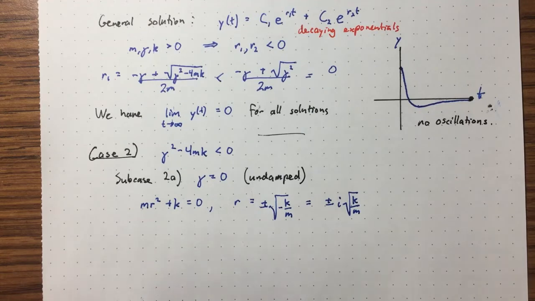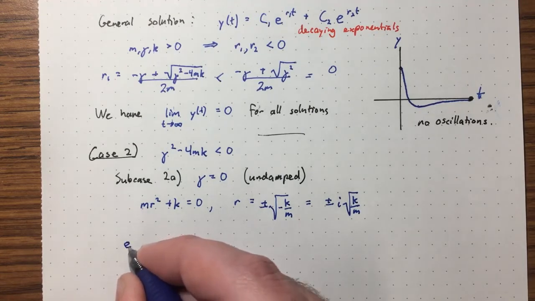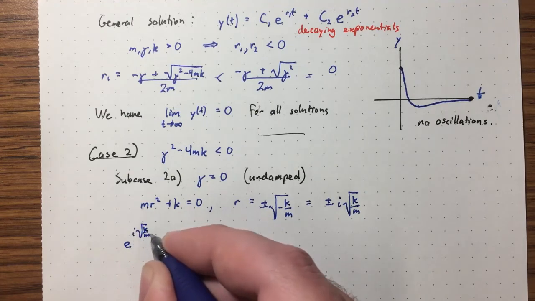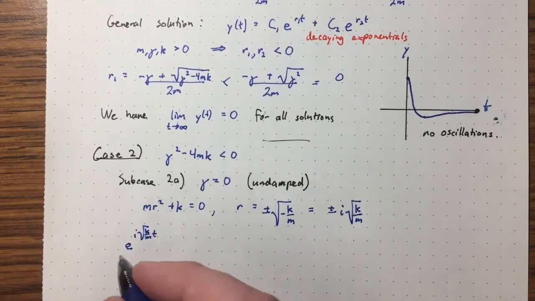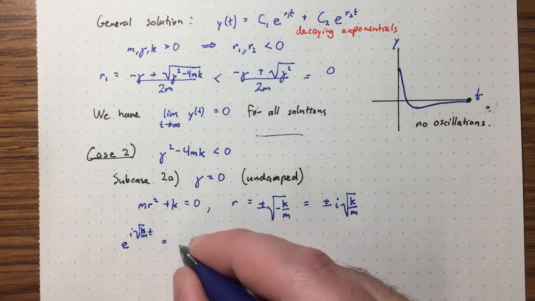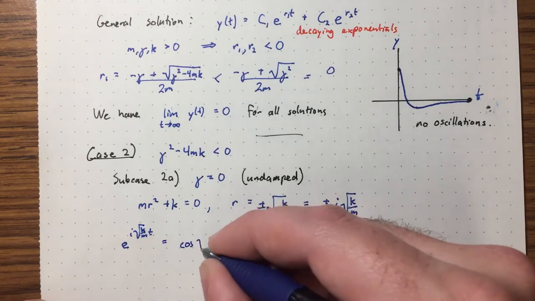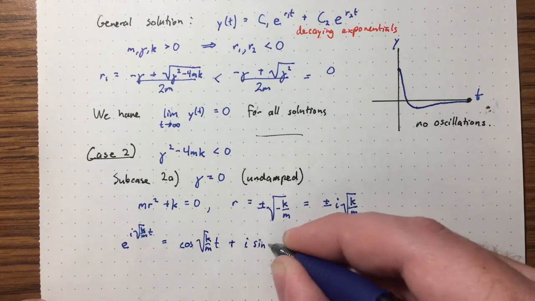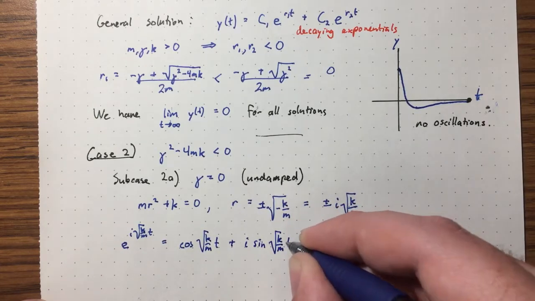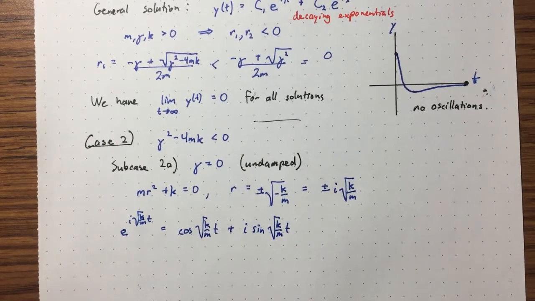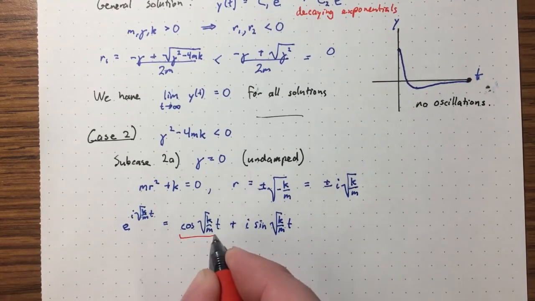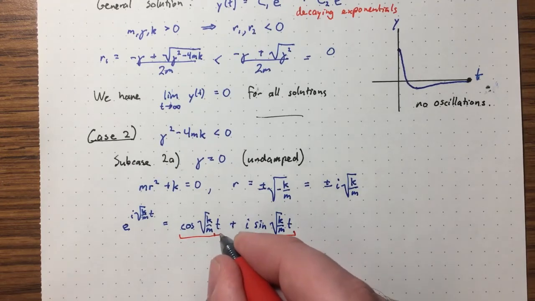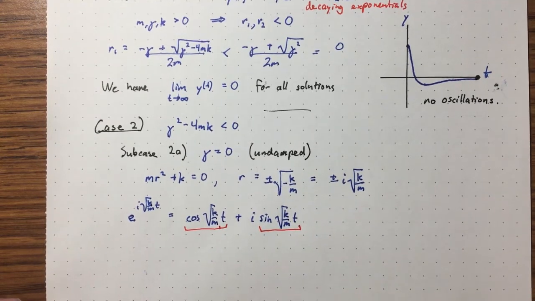We know what to do in that case. What we do is we just take one of them. e to the, let's do the plus i square root of k over m t. Remember, because our solution is e to the rt. And then we'll use Euler's formula. So we get cosine of square root of k over m t plus i sine of square root of k over m t. Okay. And then we take our real and imaginary parts, and those are our 2 linearly independent solutions. So I should go all the way up here.